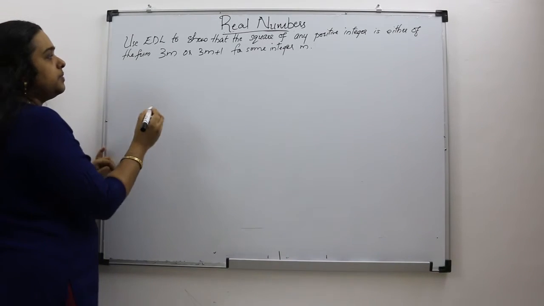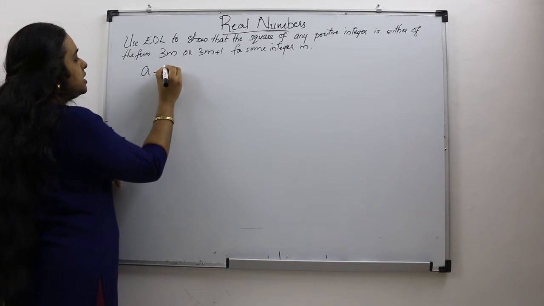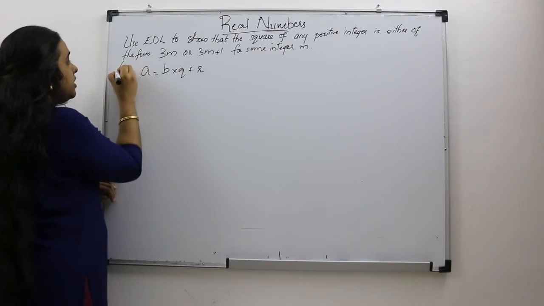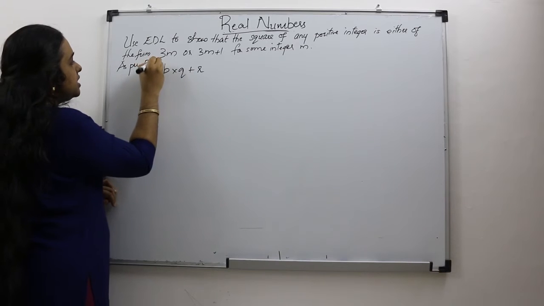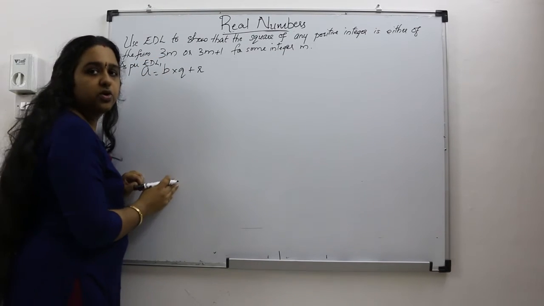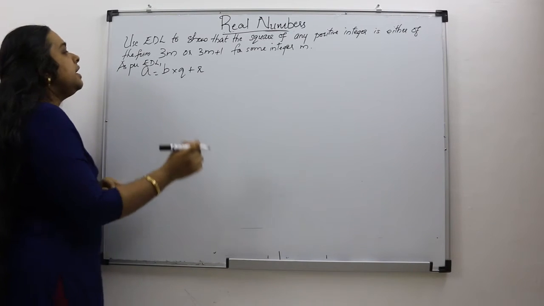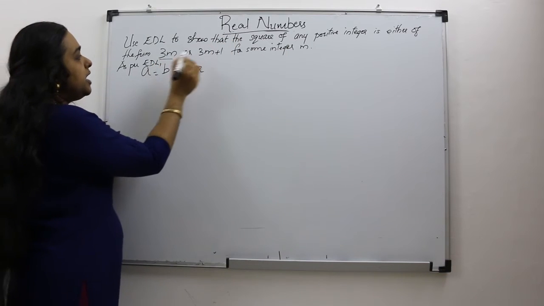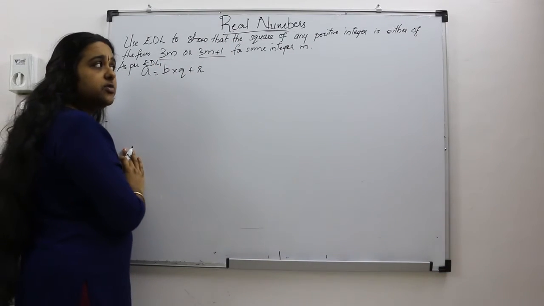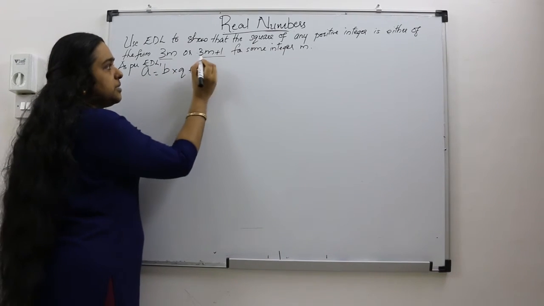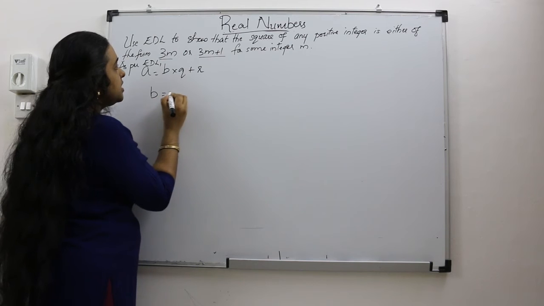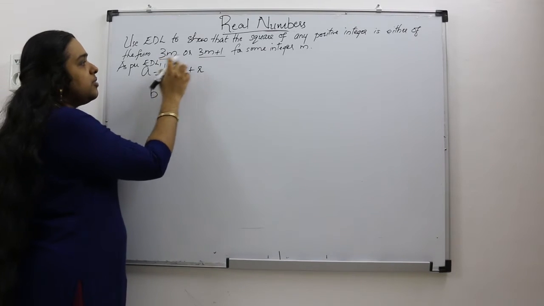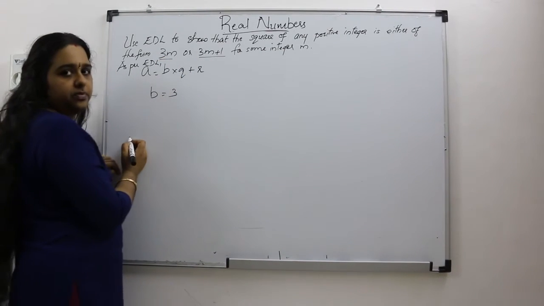We know that A equals B into Q plus R as per Euclid's division lemma. Here it is given that the square of any positive integer is of the form 3m or 3m plus 1. 3m or 3m plus 1 means B will be 3, because this is of the form A equals B into Q plus R. So B equals 3.